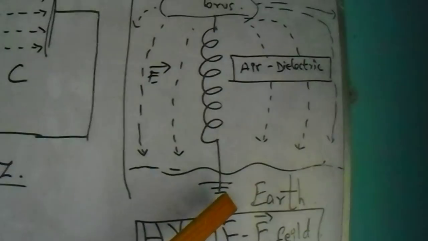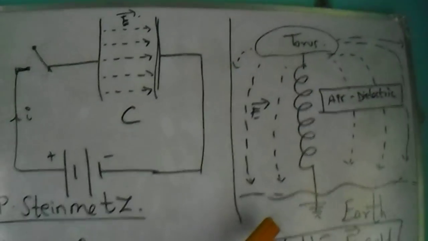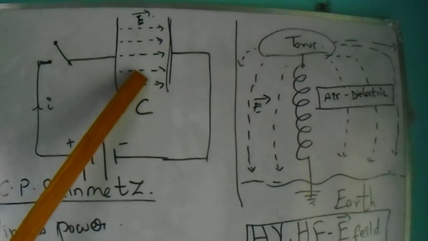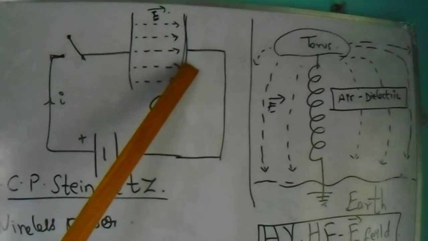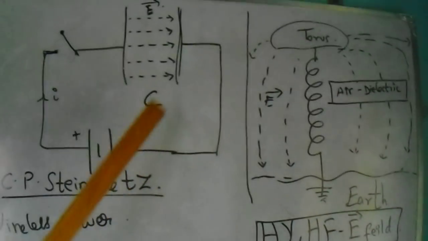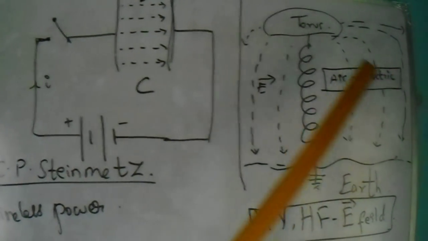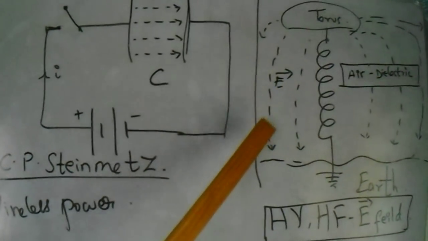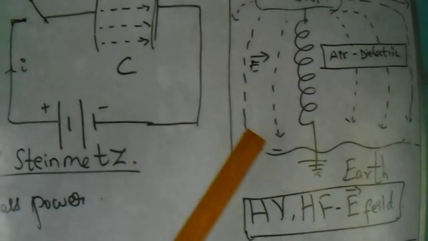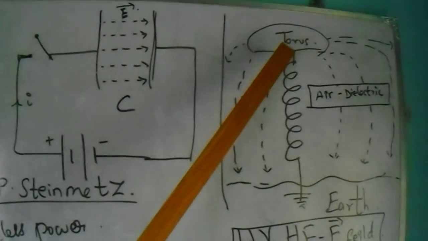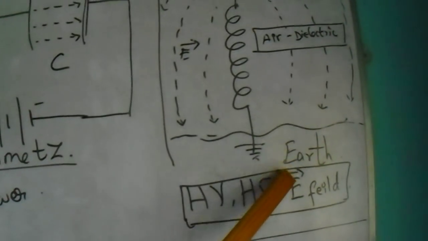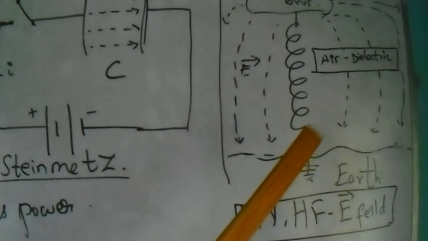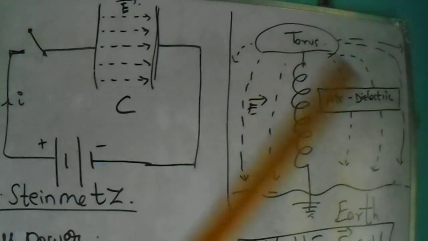So what you have here is a simple capacitor system, where one plate of the capacitor is your torus and the other plate of the capacitor is the entire earth, and the dielectric inside is the air present around the Tesla coil. And this is an asymmetrical capacitor. The reason is one plate is the torus, which has a finite size, and the other plate is your entire earth, which is extremely large. So it's an asymmetrical capacitor, and it's basically a capacitor.